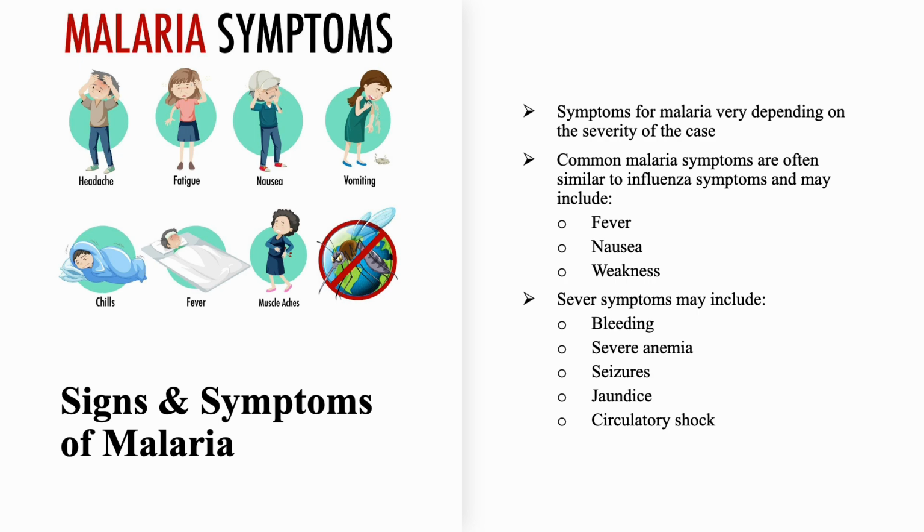The signs and symptoms of malaria will vary from patient to patient depending on the severity of their case. The most common symptoms seen are very similar to those of influenza. This includes fever, nausea, and weakness. But if the case is more severe, then some symptoms that may occur could be bleeding, severe anemia, seizures, jaundice, and circulatory shock.